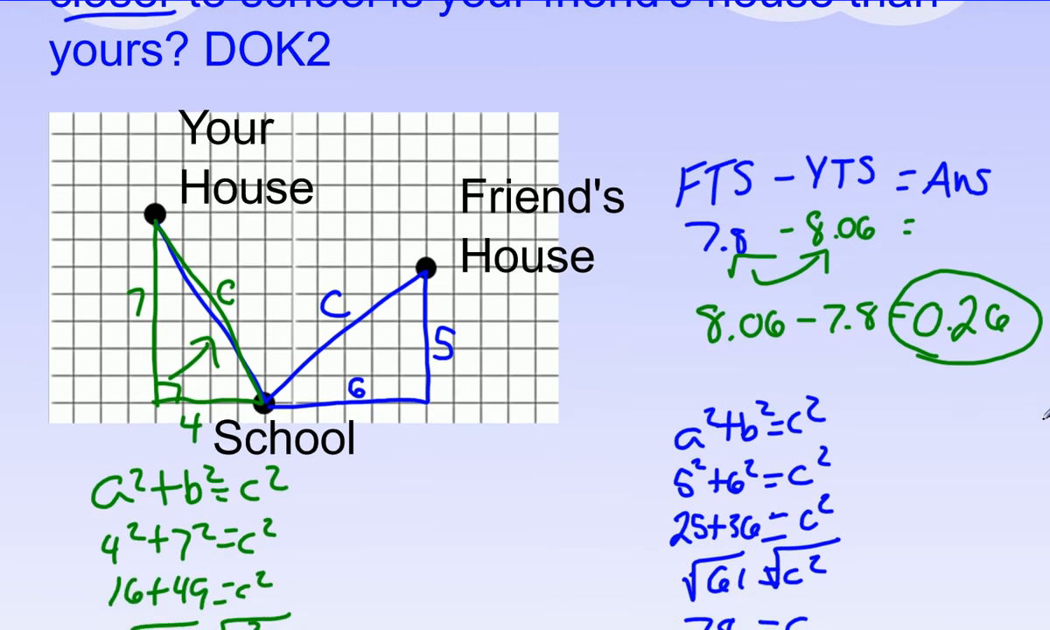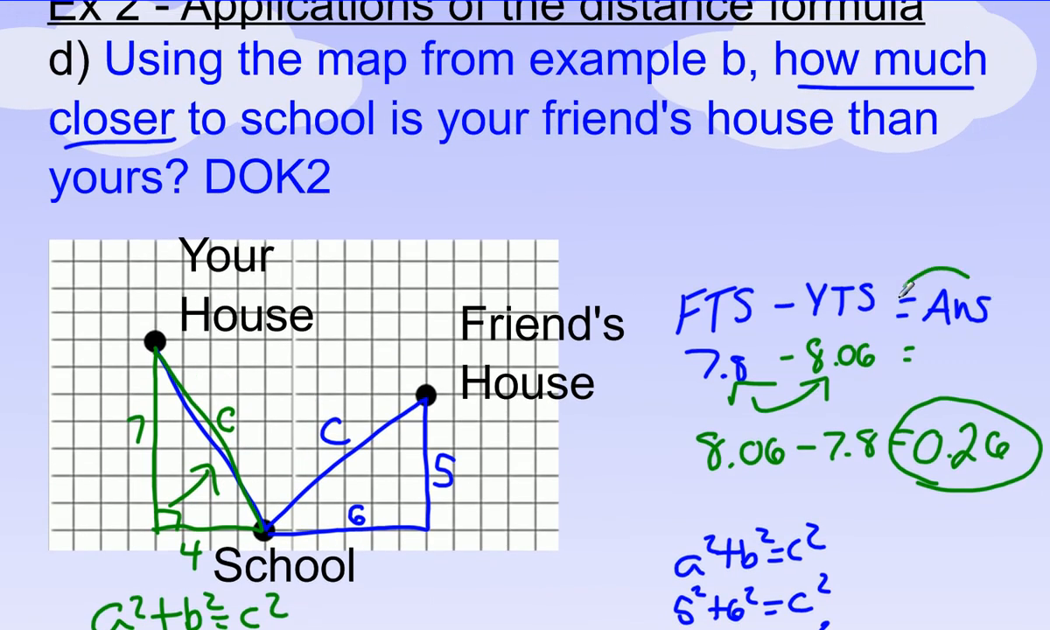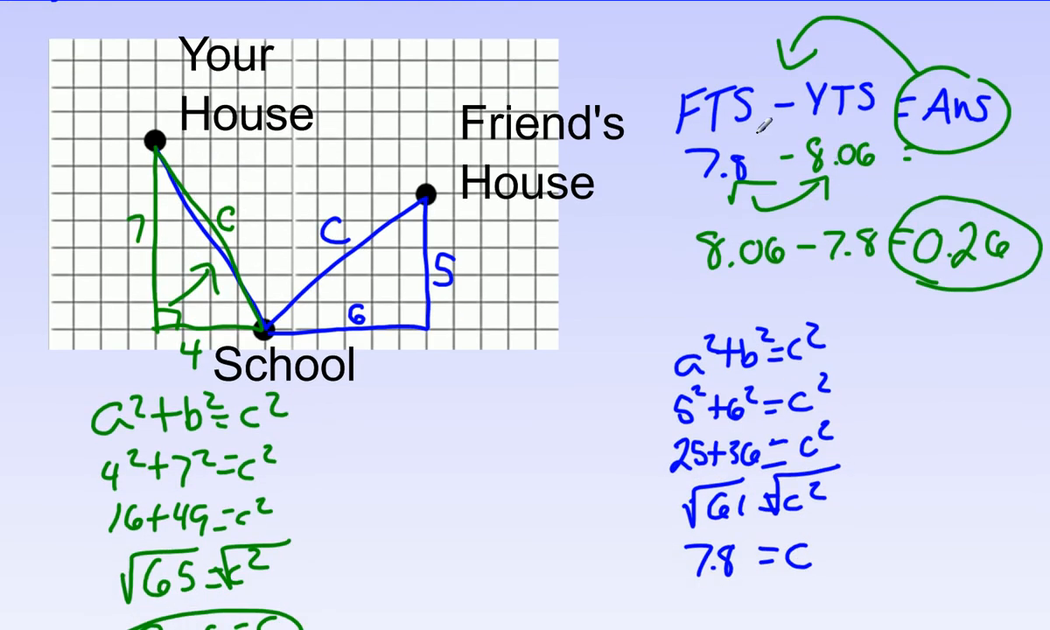So you see how that multi-step problem worked? I figured out what I needed for an answer, what I needed to do to get the answer, and then what I needed to do to get those parts. Your friend's house to the school, your house to the school, find both of those answers, plug them in, get the answer, and I'm good to go.